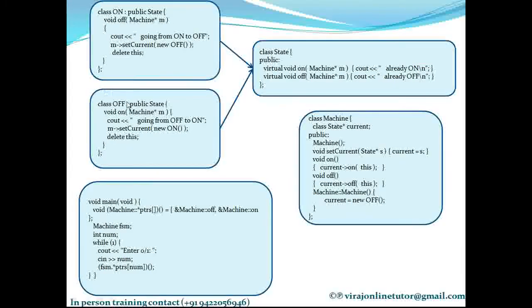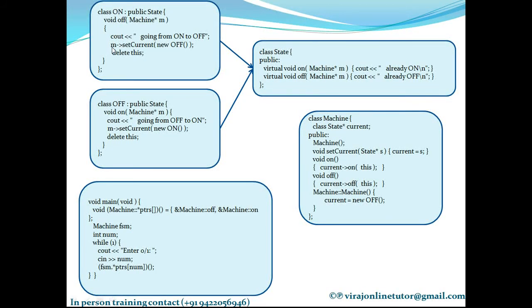Similarly, there is an off class which I am inheriting from state, and in the off class I am overriding on. The reason being, when the machine is in off state and if someone calls the on function, that means I want to go from off state to on state. So I am printing on the screen saying I am going from off to on, and I am moving the current state to on.